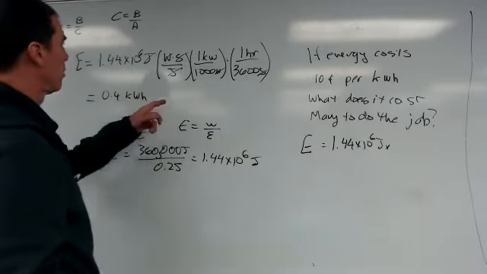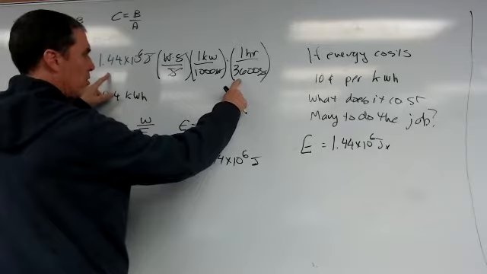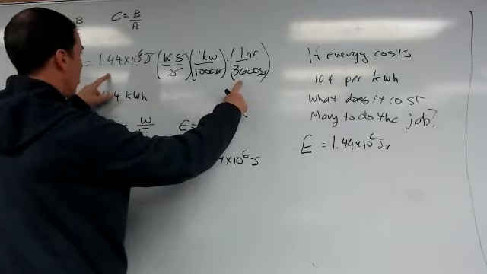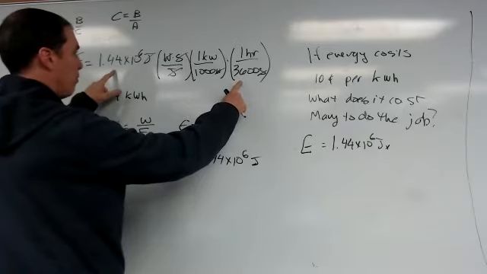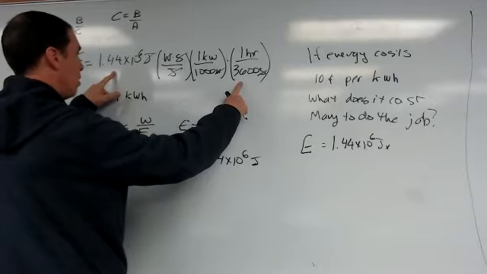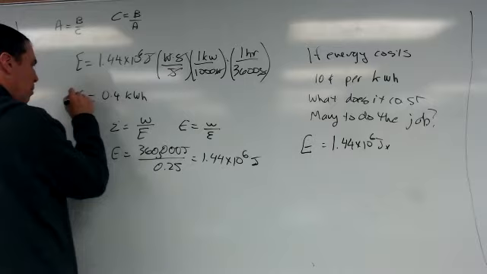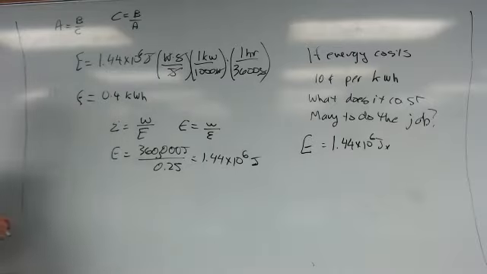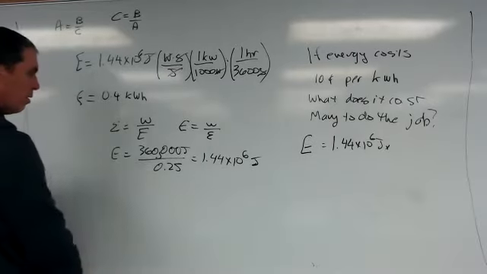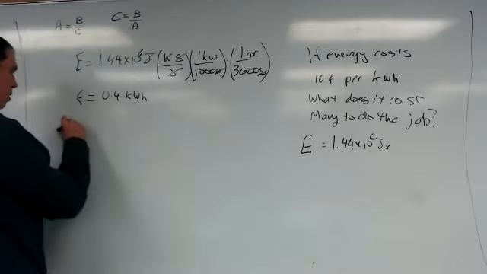Because this is 3.6 times 10 to the 6th. And if I divide this by 4, I get 3.6 times 10 to the 5th. So it's divided by 10 and multiplied by 4. So you can do that math however you want to.